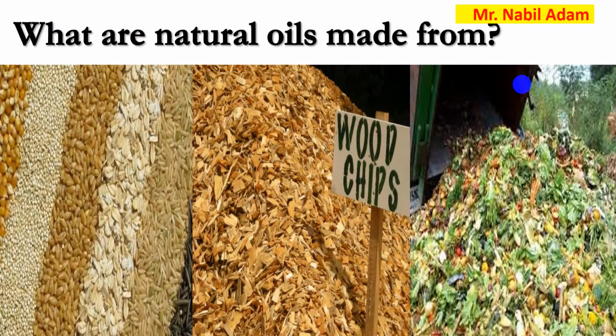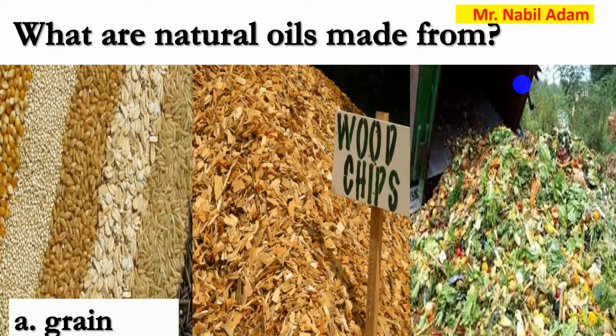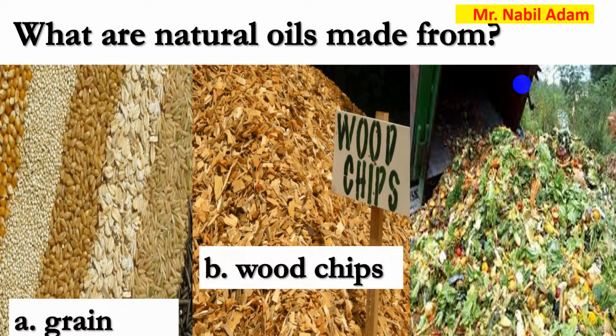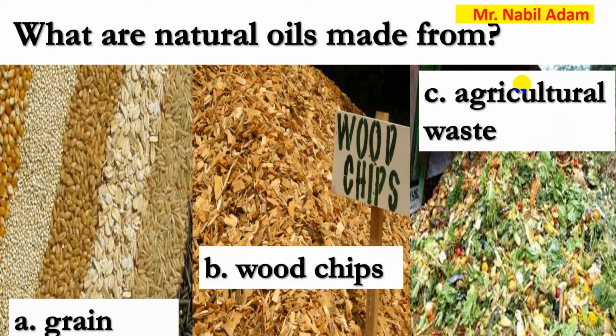What are the natural oils made from? Renewable oils. These renewable oils or fuels are made from grain, wood chips, and agricultural waste. So renewable oils are made from a mixture of crude oil and grain, wood chips, and agricultural waste.